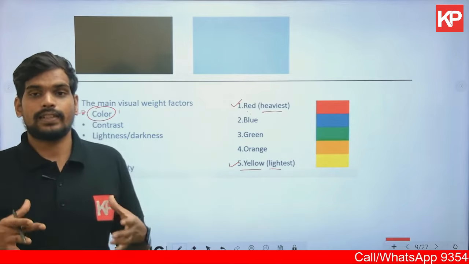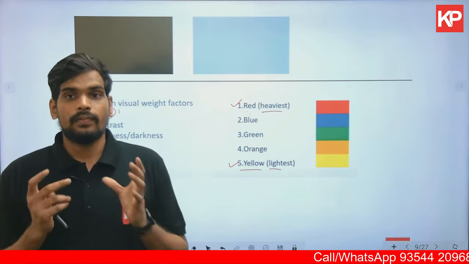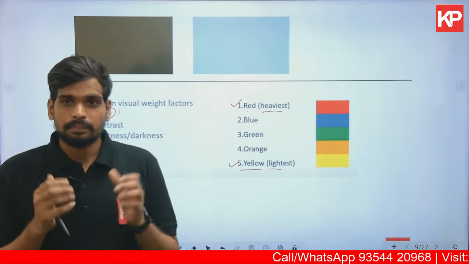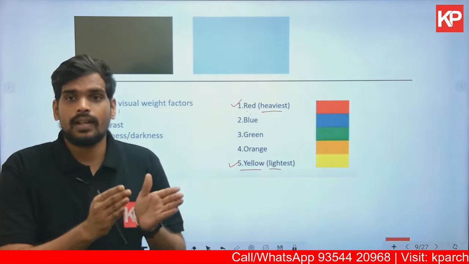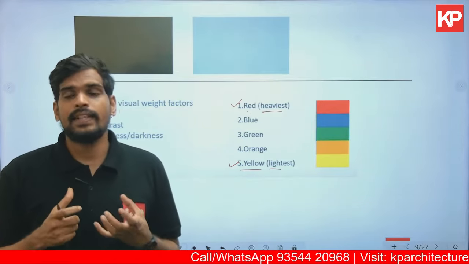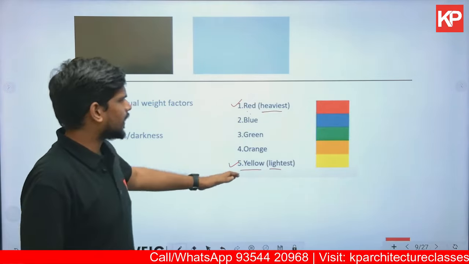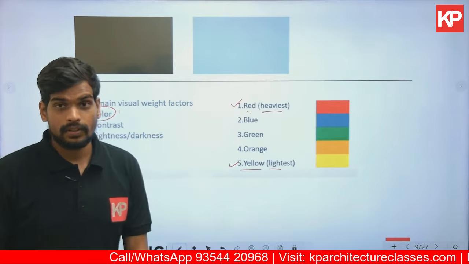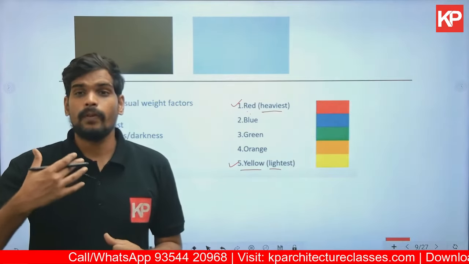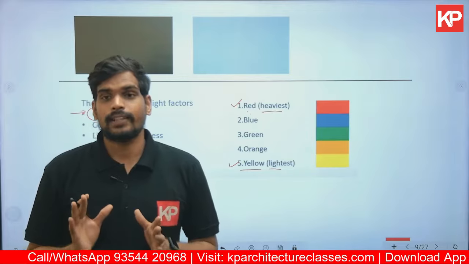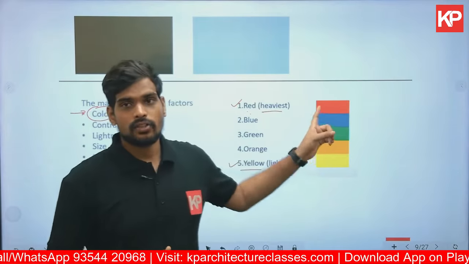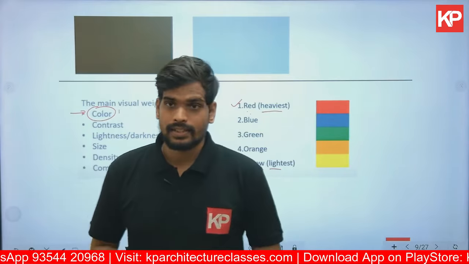In any composition, if you use a red colored spot, your first sight will go to that red spot because that is a heavy color. So the relative importance of colors is defined on this scale. That will define the visual weight of the colors. So that is the first factor affecting visual weight, color, based on the scale. Red, remember, is the heaviest color.